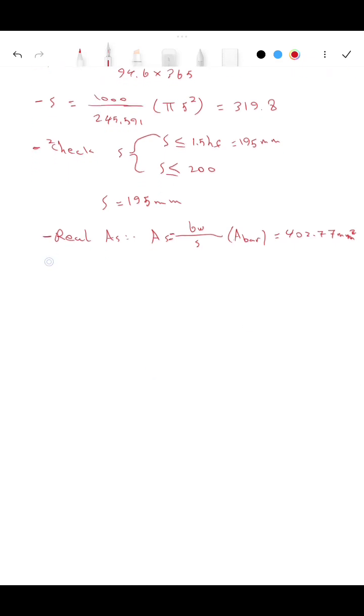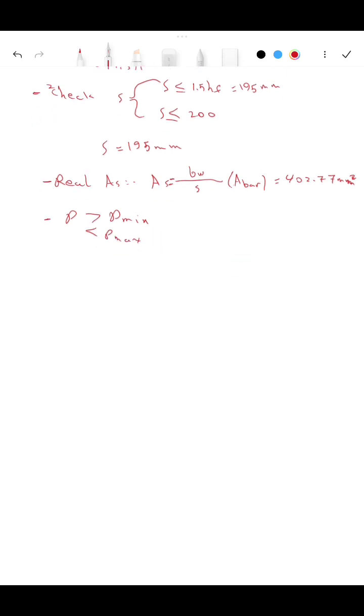And after that, we will calculate the ratio. No need to check the ratio, because the ratio will be bigger than the minimum ratio, because it's similar to the previous one, and it will be smaller than the maximum ratio. And we are done with it.